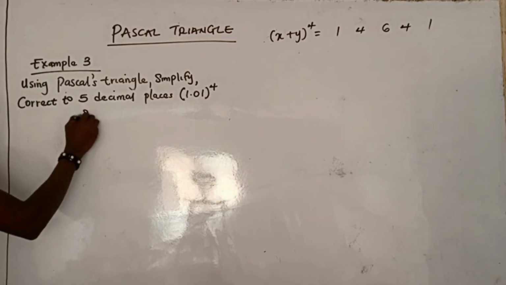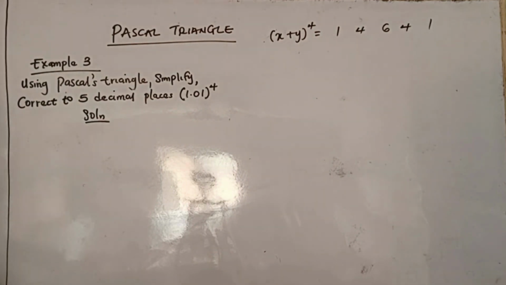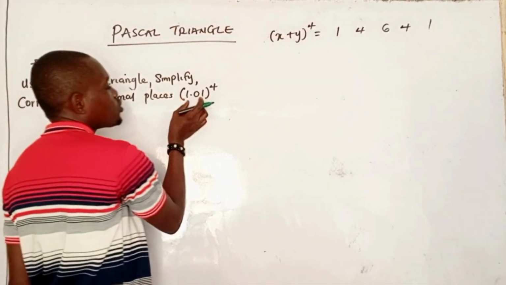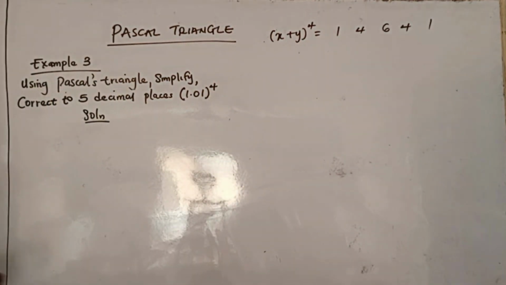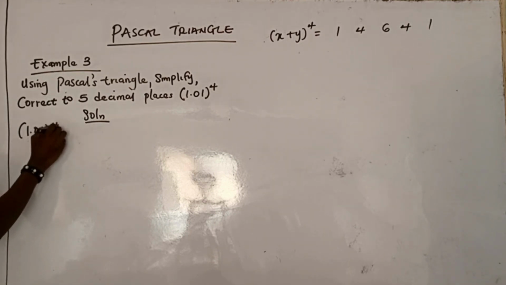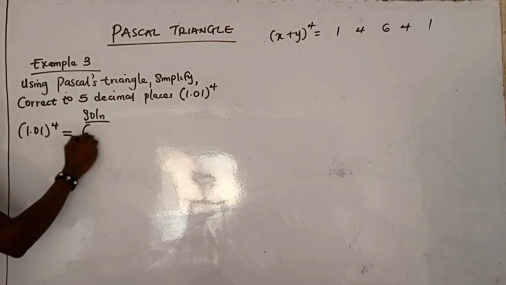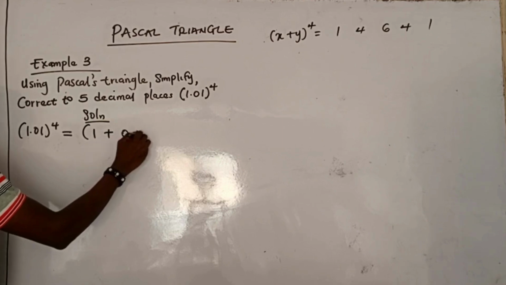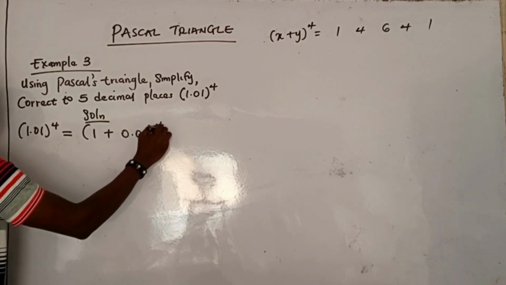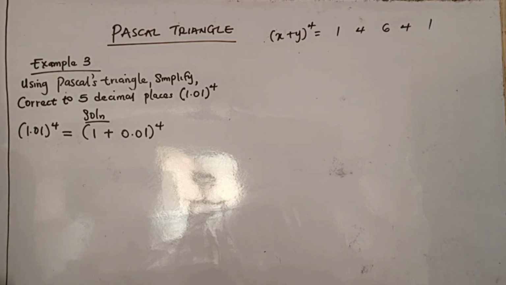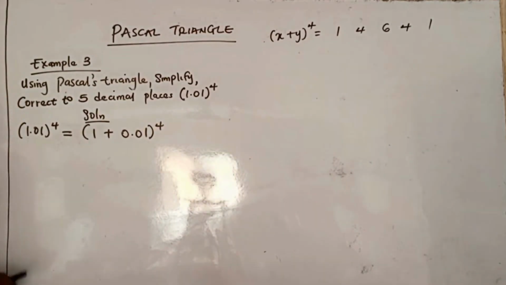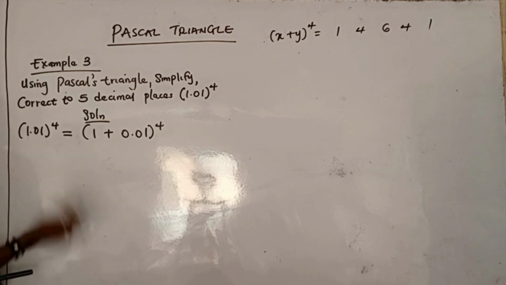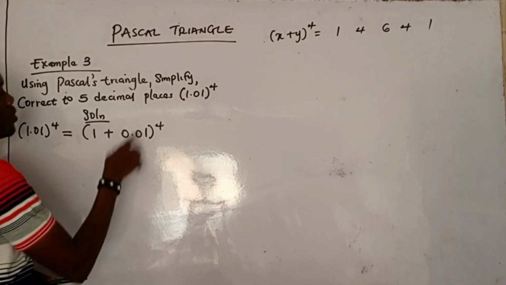Now, the first thing we need to do, for us to be able to use Pascal's triangle to solve this question, is to put this number 1.01 in this format. It has to be in the form of what? x plus y. So that means 1.01 all raised to the power of 4 can be written as 1 plus 0.01 all raised to the power of 4. Now, this becomes your x and this becomes your y. So now, if you are to work with what you have there, remember the power of x is reducing and the power of y is what?